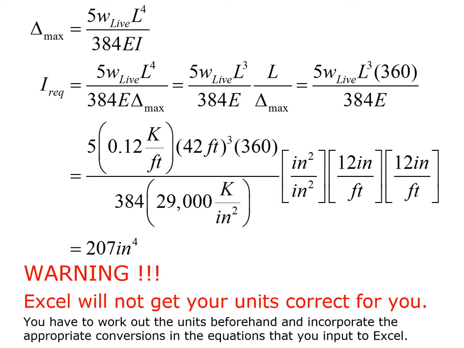So consistent with that, we have the following equation. Delta max is equal to 5W live L to the fourth over 384EI. So W is the live load distributed along the beam in pounds per foot or kips per foot. L is the span of the beam. In this case, of course, we're using this formula because it's the formula for a simple span beam. We need to understand that when we start this process.